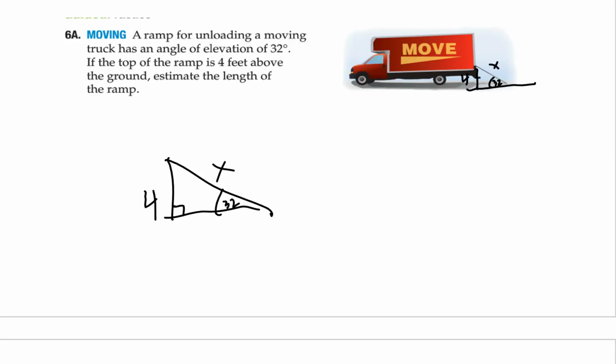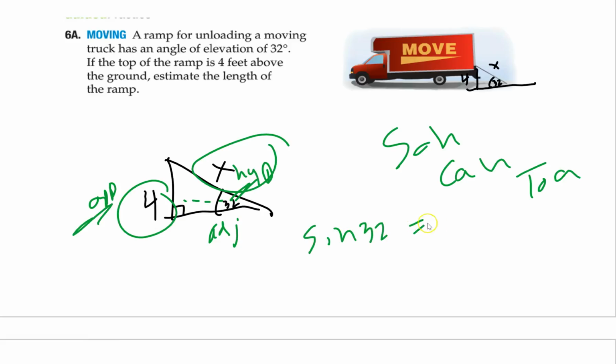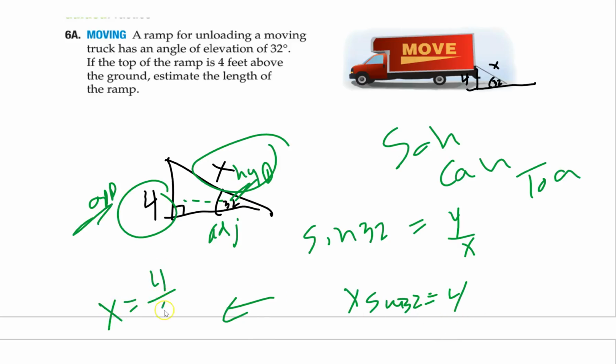So we can do what we've just been doing. So got TOA. And look what we have, right? This is opposite, this is adjacent, this is hypotenuse. I want hypotenuse, I have opposite, that is OH, that is sine, my favorite. Sine of 32 equals 4 over x. We're going to multiply both sides by x to get x sine 32 equals 4, then divide by sine of 32. And you get x equals 4 over sine of 32. You just put that in your calculator to get an answer.